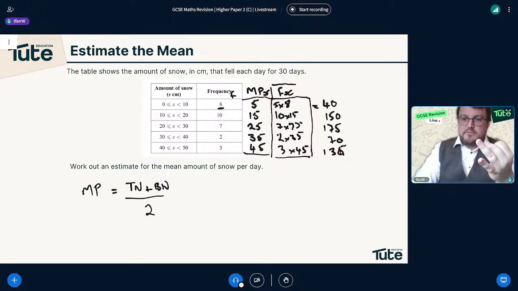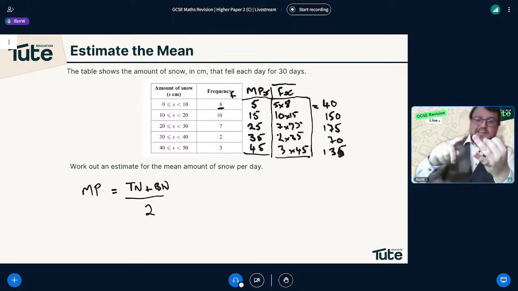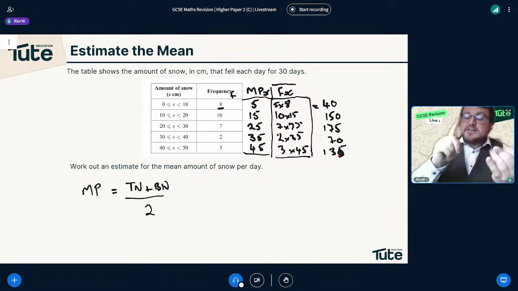Someone corrected me there. I look like a right Wally now, don't I? It's the 135, the last one. Nice. Right. Where was I? Oh, yeah.